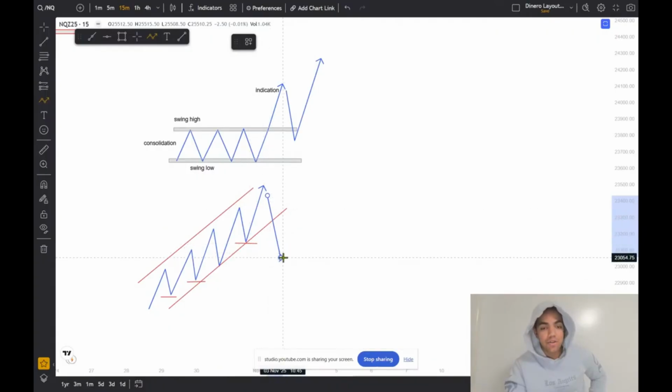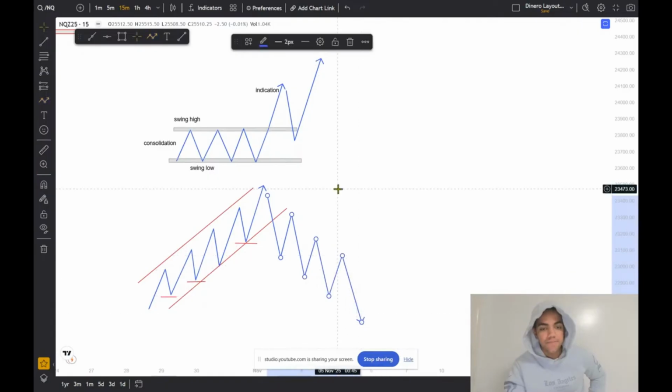So now we made a lower low than here. What we were looking for now is for it to make a lower high. So now it made a lower high. The next step, you guessed it, a lower low. And then you guessed it, a lower high. And then a lower low, and a lower high, and then a lower low.